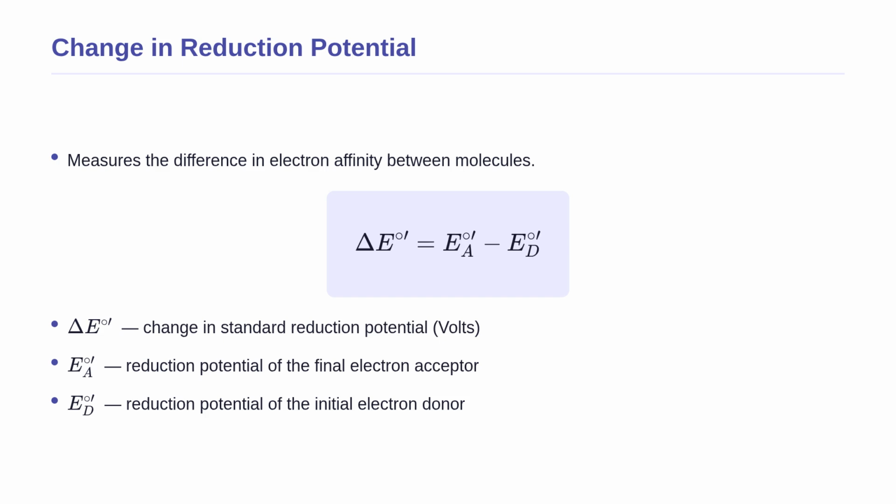EA represents the standard reduction potential of the final electron acceptor, which pulls the electrons. ED represents the standard reduction potential of the initial electron donor, which gives them up. By subtracting the donor's potential from the acceptor's potential, we find out how much more strongly the destination molecule pulls on the electrons. A larger positive difference means a stronger spontaneous drive for electrons to flow.